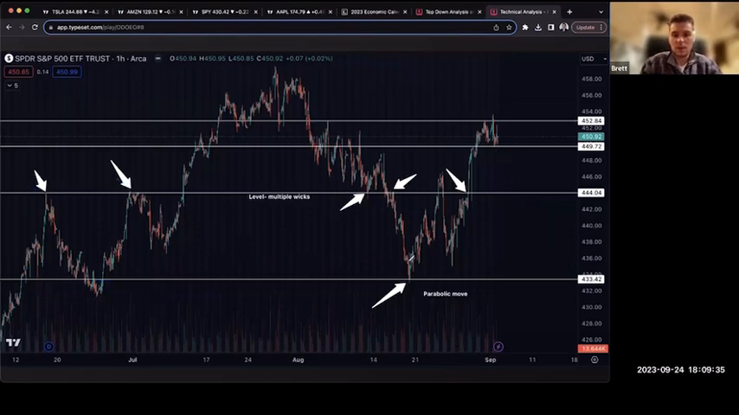The second component of supply and demand is called the parabolic move. I've talked about this a million times. You guys kind of know what it is already. Basically, I just look for areas where there are sharp reversals, right? I don't want to spend too much time on this because I want to get into today's lesson.